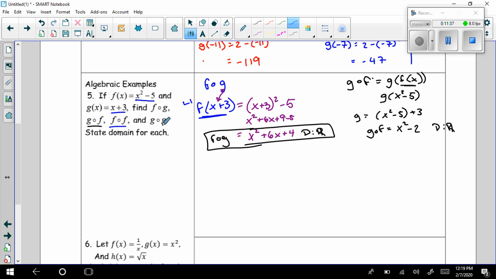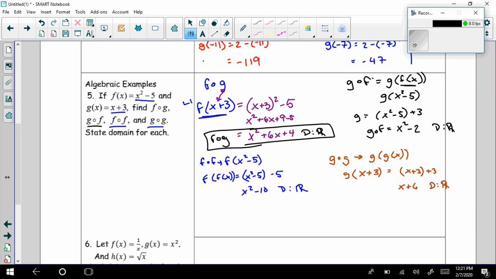So I want you to try these last two. So once more, pause the video and give it a shot. Okay, so go ahead and check your answers there. Domain on both of these is all real numbers because we're either getting quadratics or linear. And then here is your f of f and your g of g.